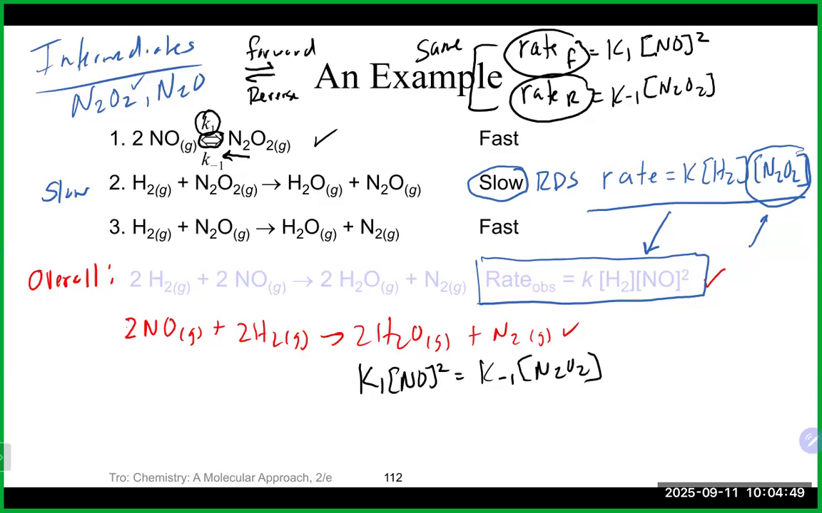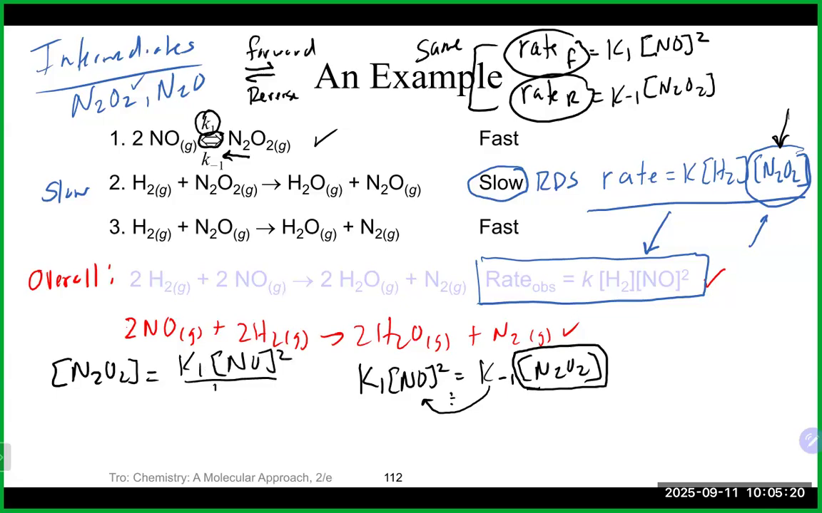Now remember, the goal here is to find a way to substitute out our intermediate in this rate law. So what we want to do is solve for this, because that is what we want to get rid of in the rate law that we wrote for the second step. So very simply, all we have to do is divide to the other side, and that will give us that the concentration of N2O2 equals K1 NO squared divided by K to the minus 1. First off, any questions on that?